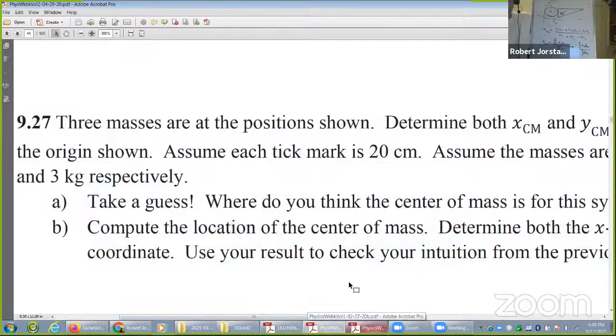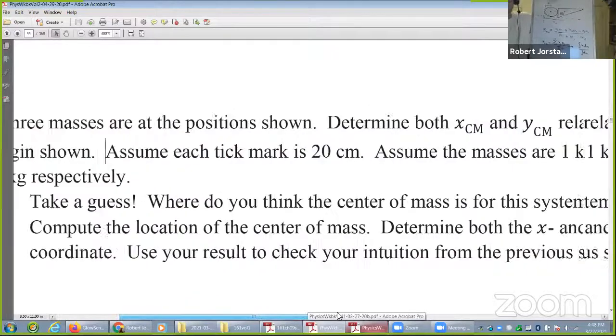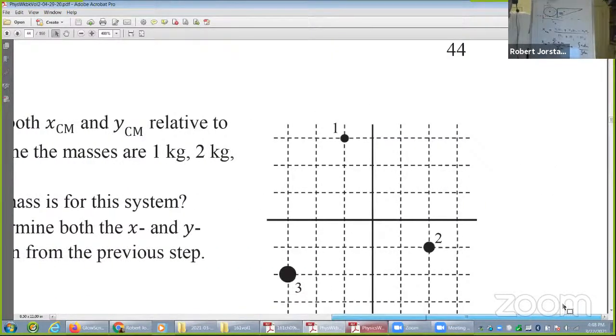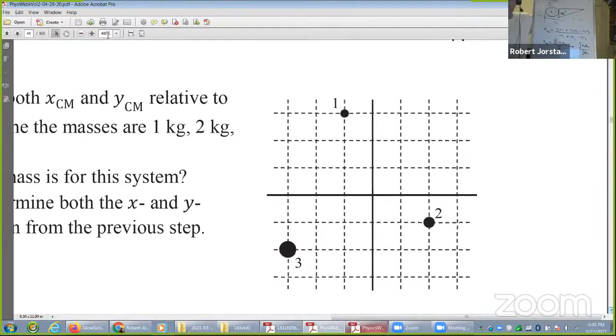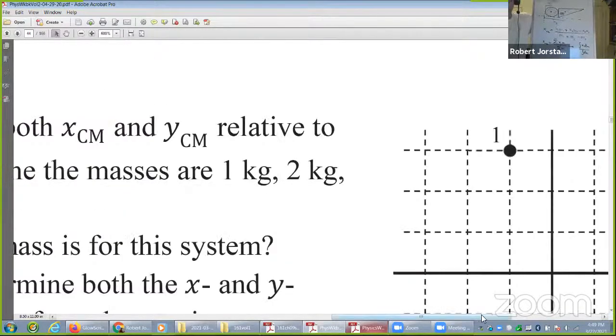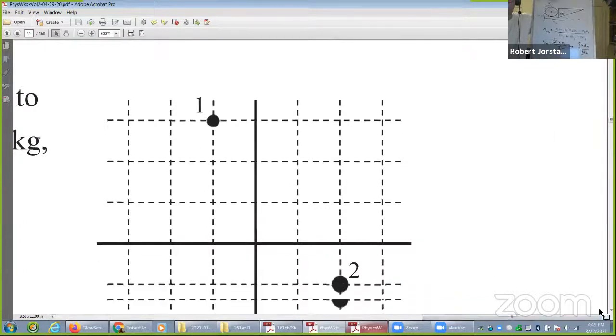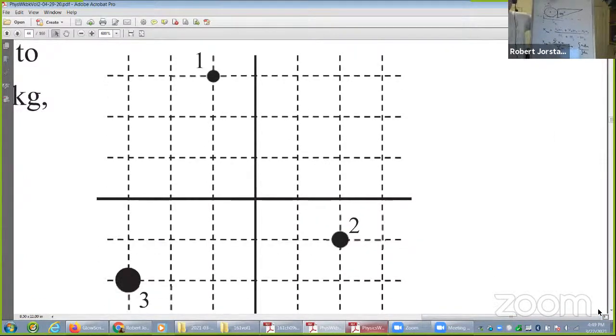Each tick mark is 20. The masses are 1, 2, and 3. So in this case, we've got masses. Each of these tick marks is 20 centimeters. The masses are 1 kilogram, 2 kilograms, and 3 kilograms, respectively. I'm going to make it even one bigger. I think I can get it all in there. All right. So in this case, our center of mass formula, I'm going to write on the screen here for a minute.